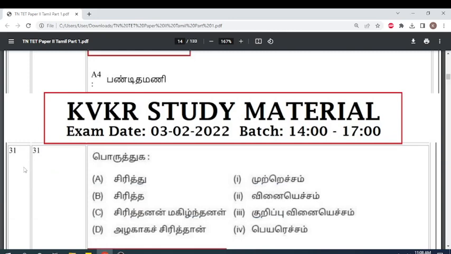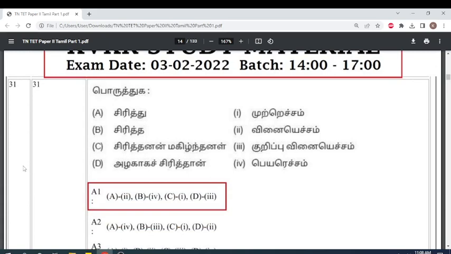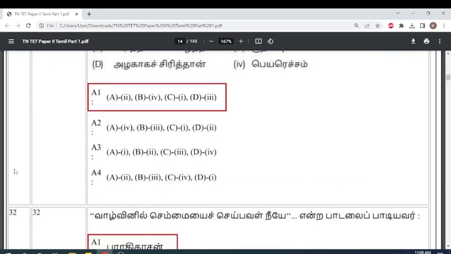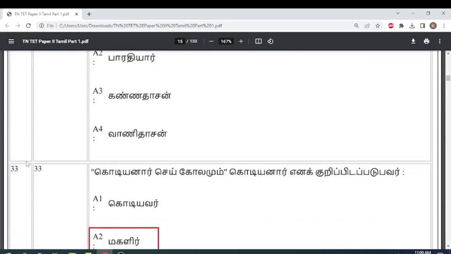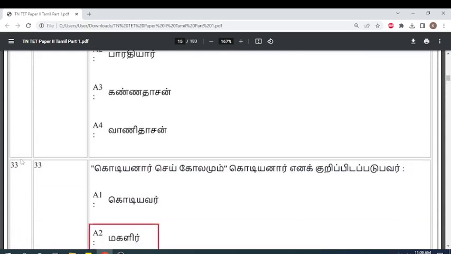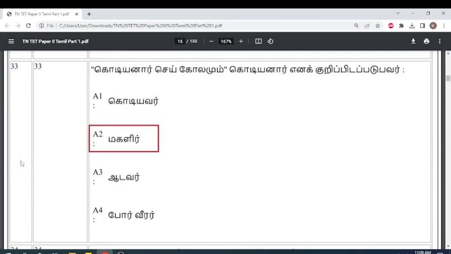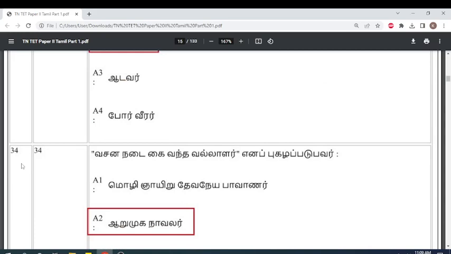3/2/2022 afternoon batch Tamil questions tentative. 31st question answer A. 32nd question answer A. 33rd answer A2. 34th answer A2.